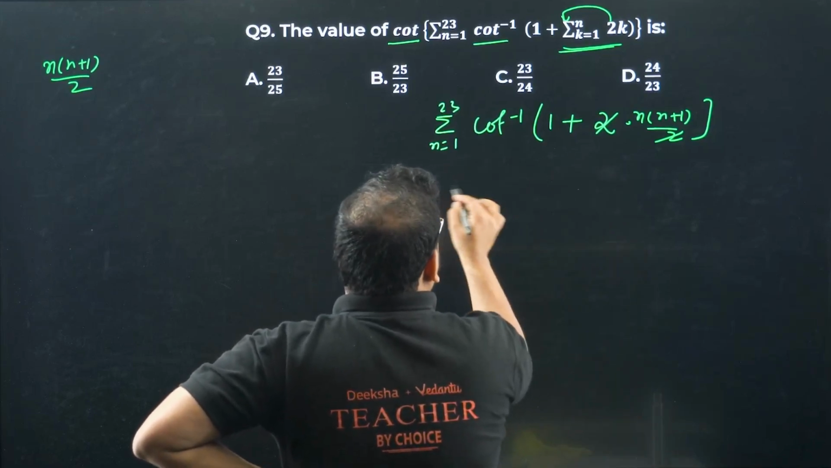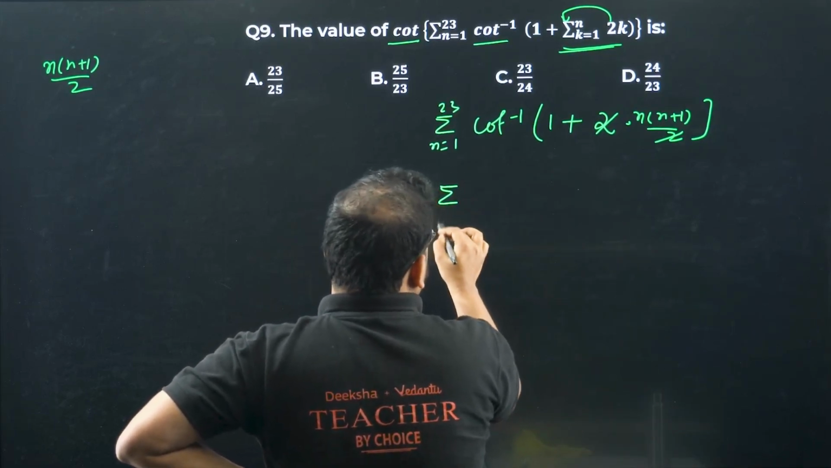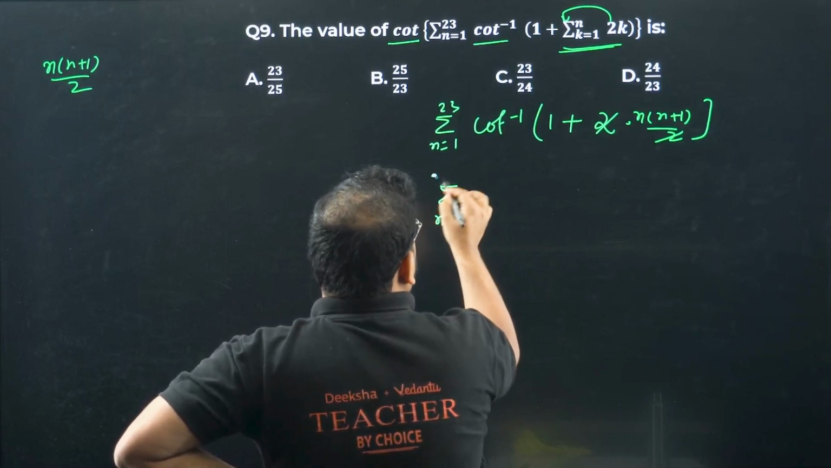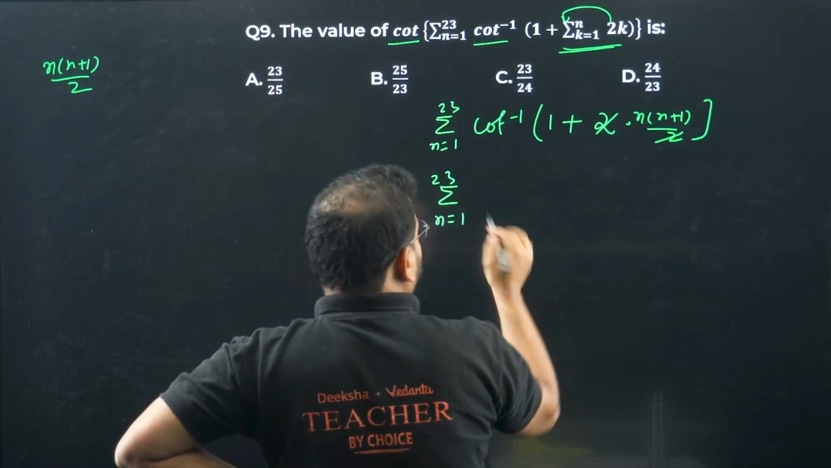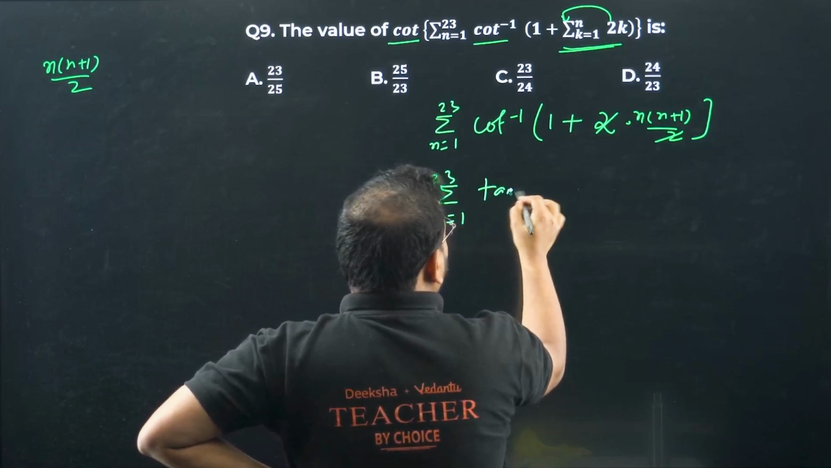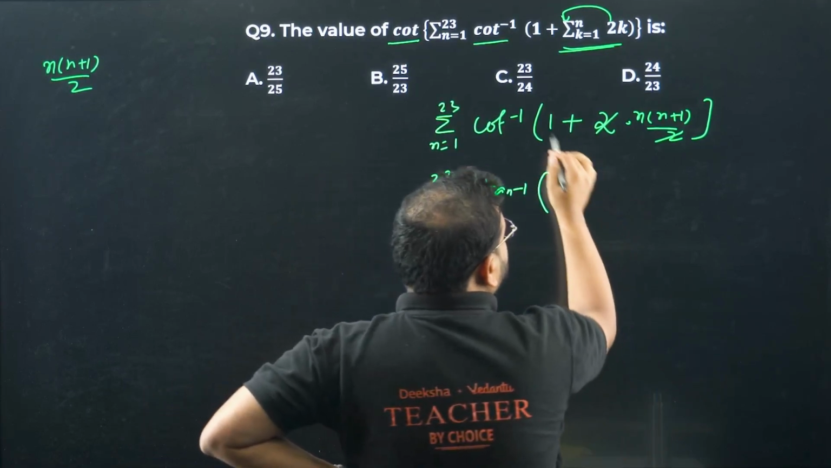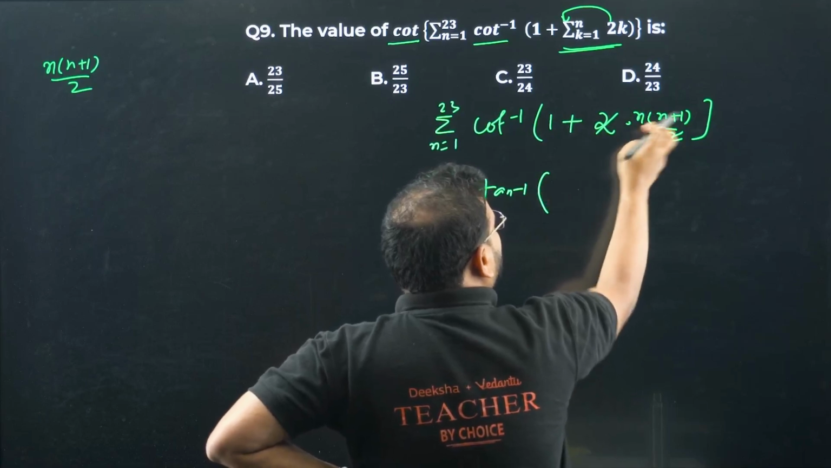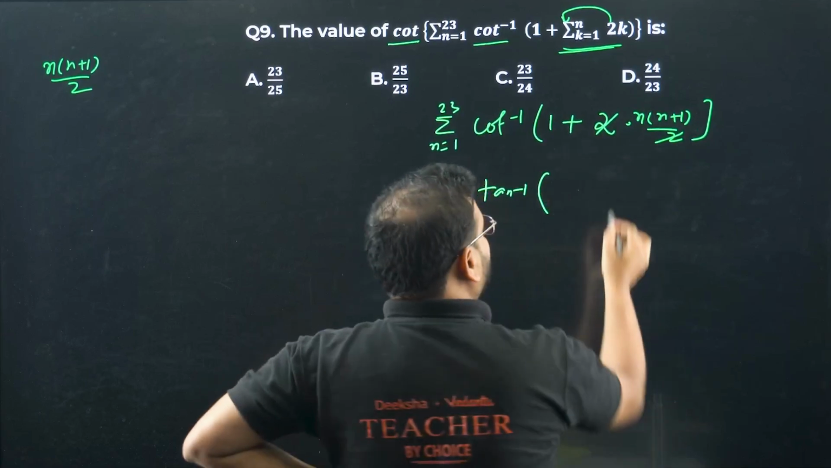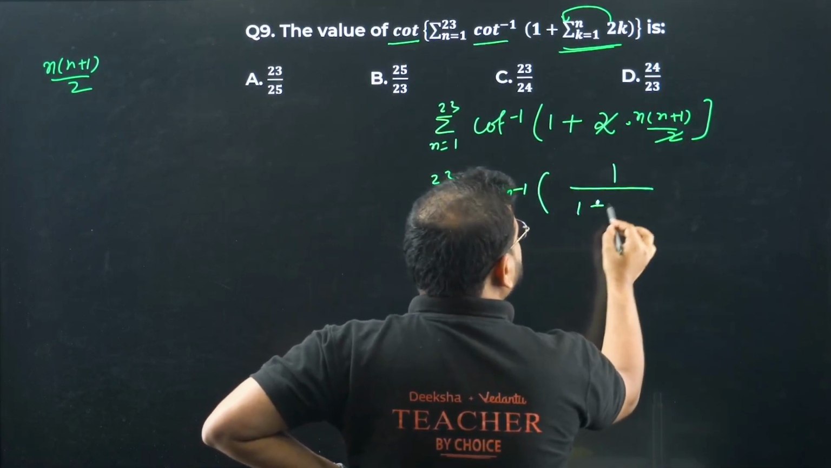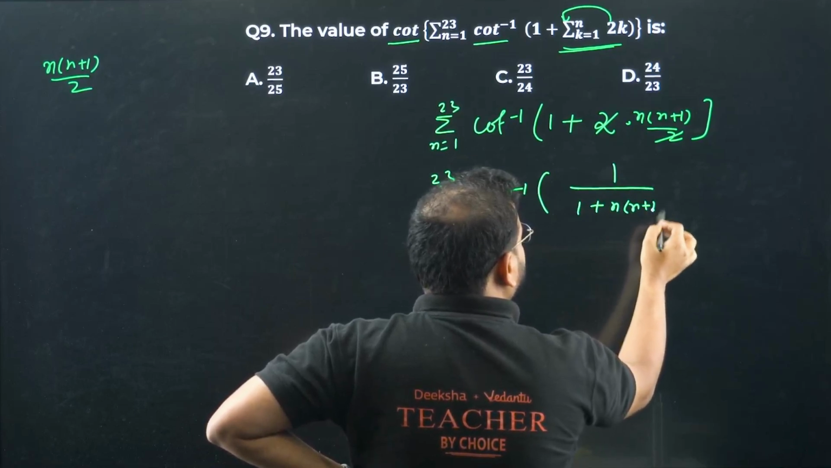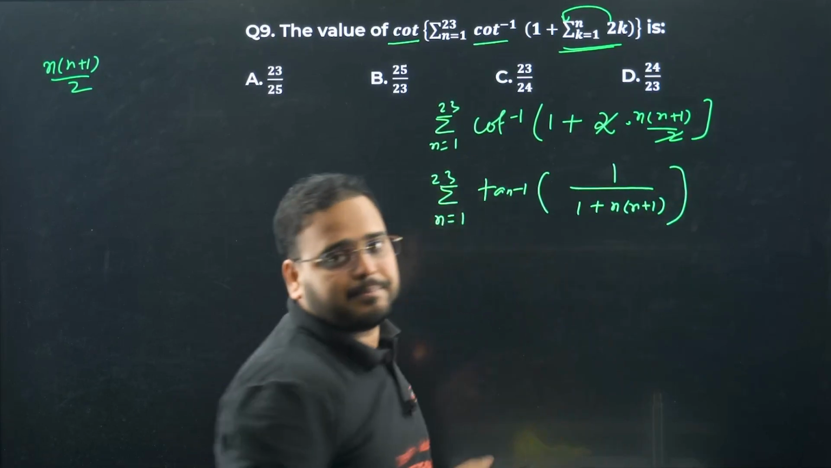Let's write this in terms of tan inverse. When I write tan inverse, I get the reciprocal over here. Right now it was 1 plus n into n plus 1. It will become reciprocal, so 1 upon 1 plus n into n plus 1. I hope you got how I did this step.